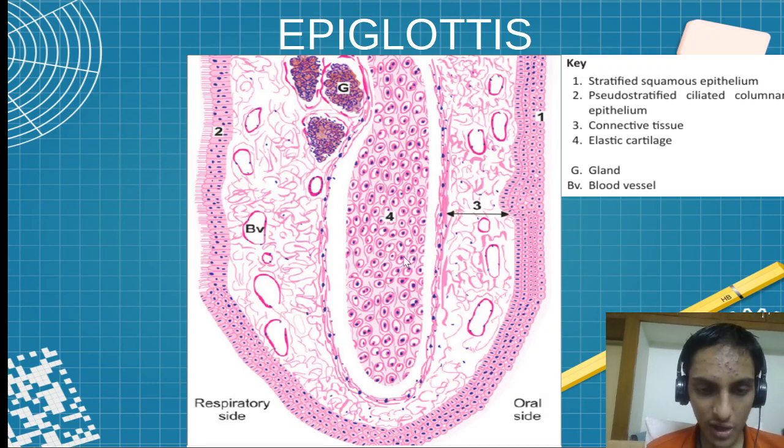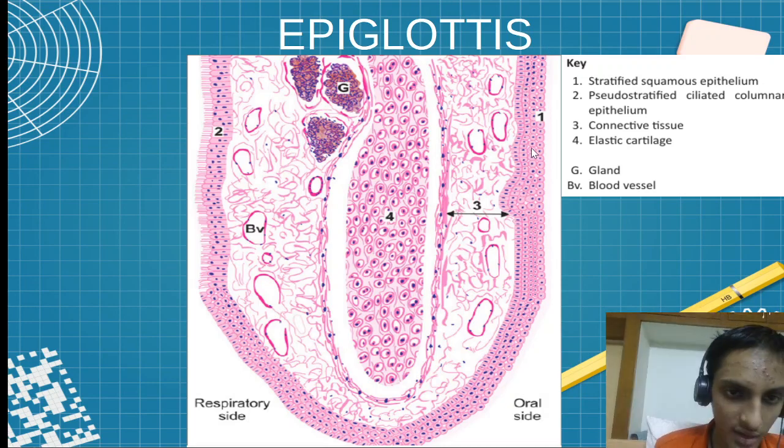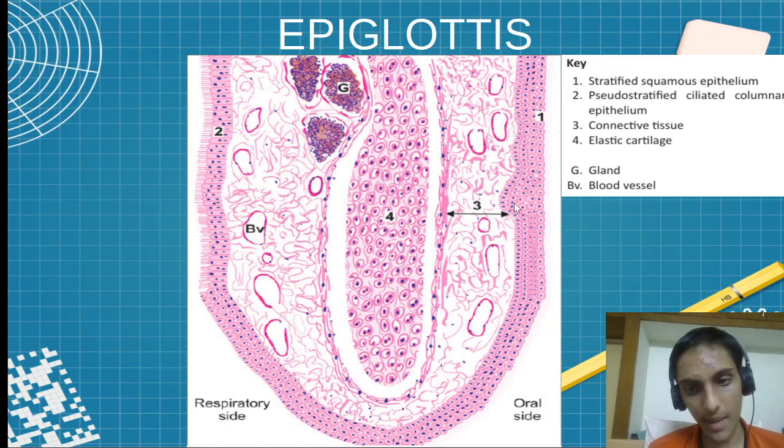So we are seeing the epiglottis over here. So the most important feature will be this: pseudostratified ciliated columnar epithelium. Pseudostratified ciliated columnar epithelium. So first let us see now, this is the stratified squamous, which we are seeing very thick layer. There are so many cells. Okay, here we are seeing this is the stratified squamous epithelium. Then also we are seeing the pseudostratified columnar epithelium.